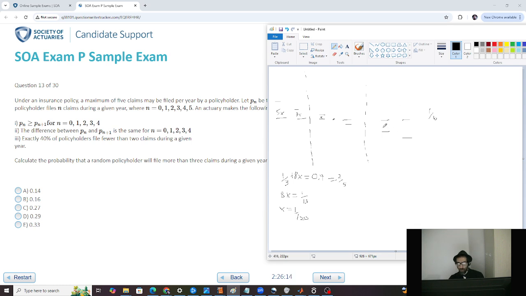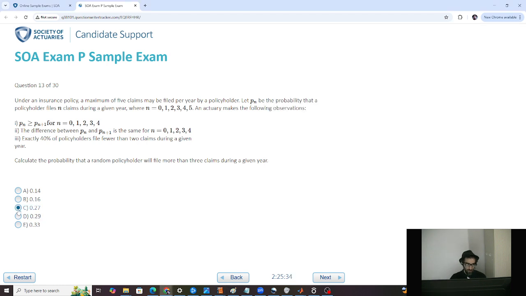What we're looking for here would be more than 3, so that's 4 or 5. That would be 1/3. We have a minus x here, minus 3x, minus 5x. So we would have 1/3 minus 8x. Well, we have 8x equals 1/15 here, so we have 1/3 minus 1/15. 1/3 is 5/15, so it's going to equal 4/15. Which is 0.27.